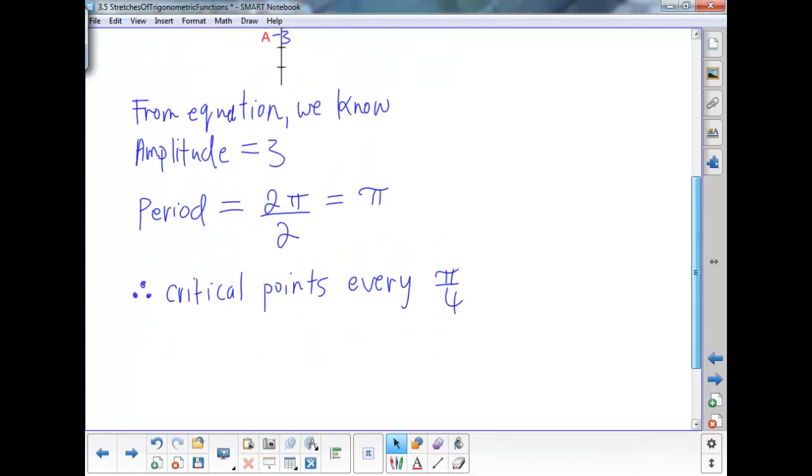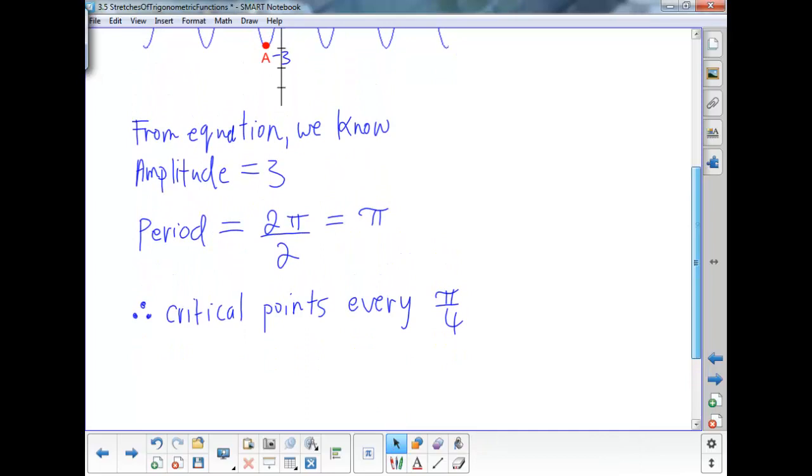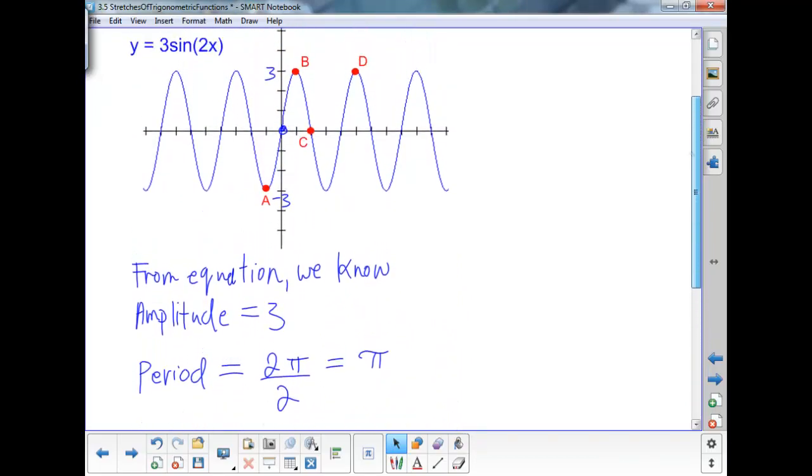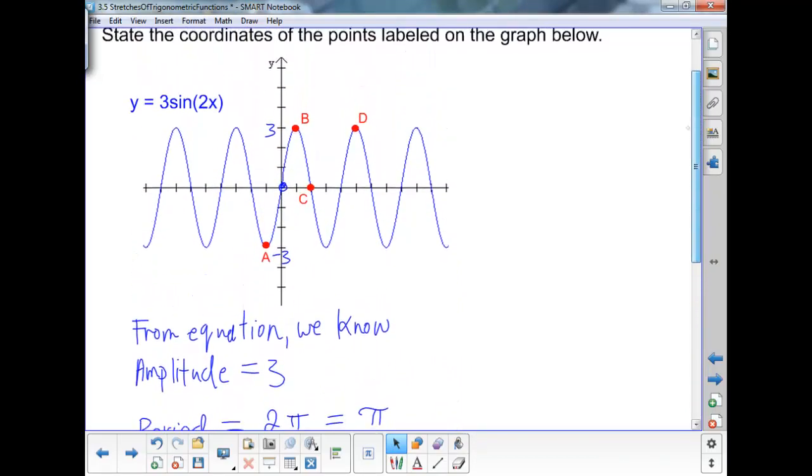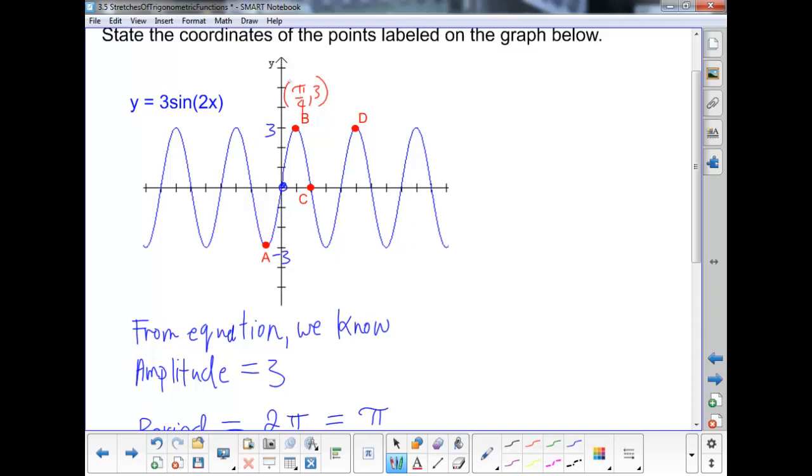Now that we know how far apart our critical points are, we know the amplitude, and we know the period, we can start to label all of these points. Point B, as it turns out, is the first critical point to the right of the origin, so for that point the x-coordinate is pi over 4, and I know the maximum value there for y is 3.